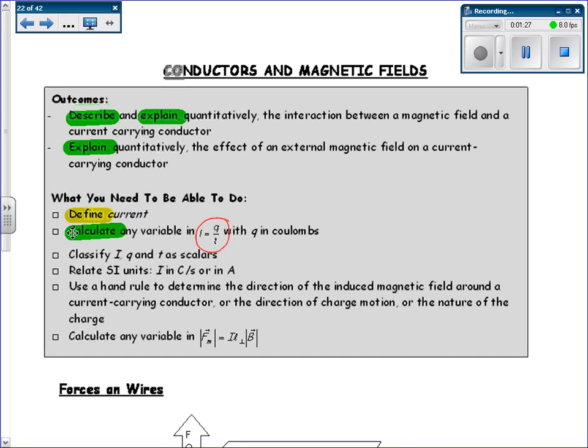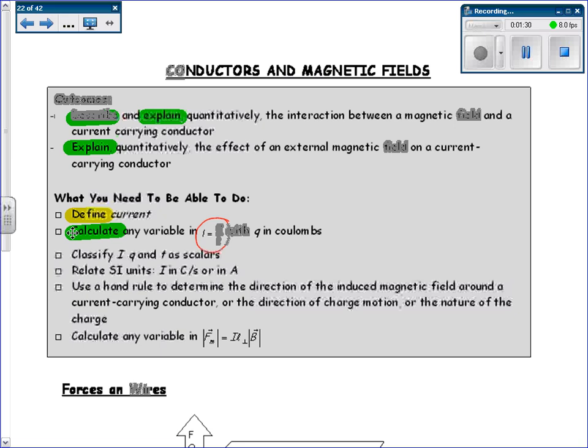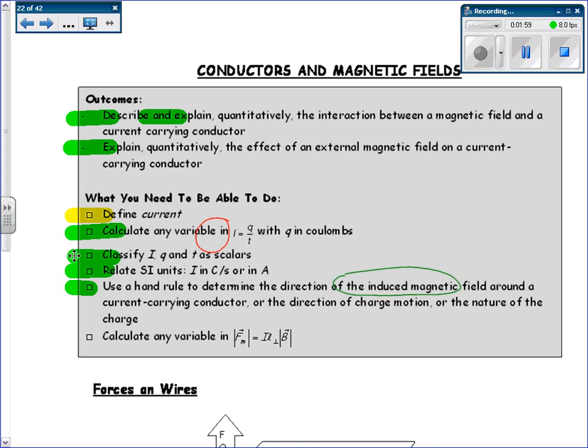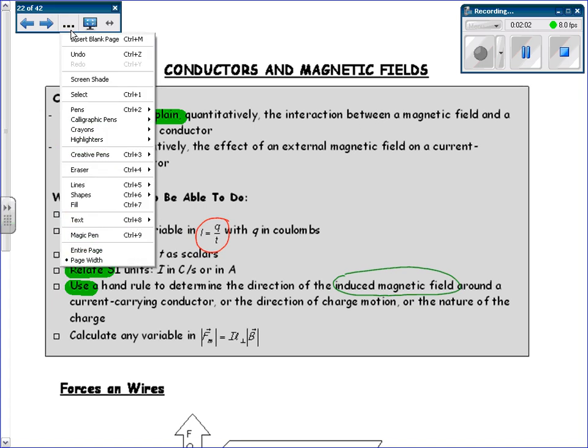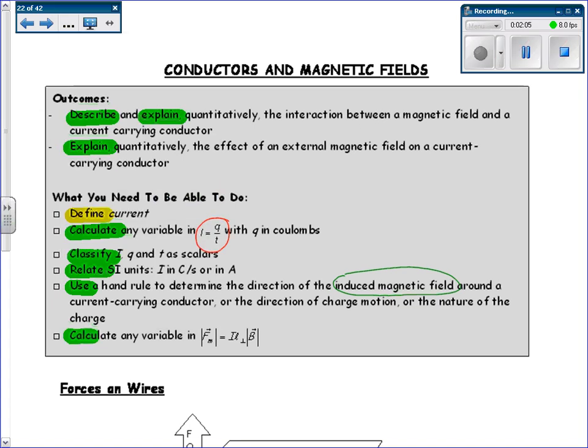Classify current, charge, and time as scalars. So that's going to be green. Relate system international units. So current is in coulombs per second, which is also called amps. Use a hand rule to determine the direction of the induced magnetic field around a current carrying conductor, or the direction of charge motion, or the nature of the charge. So that induced magnetic field, that's something we're not going to talk about until Monday. That'll come up again. And calculate any variable in magnetic force is equal to current times length of the wire times the magnetic field. Okay, so those are your outcomes.